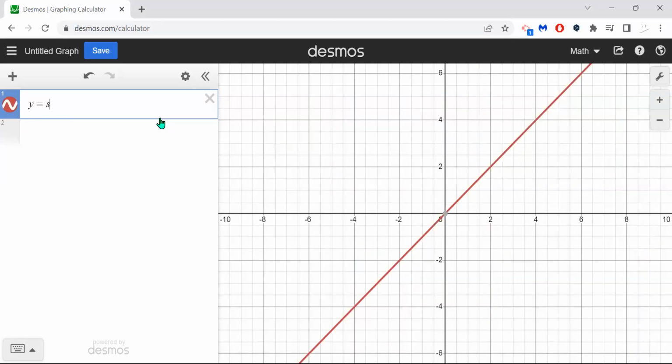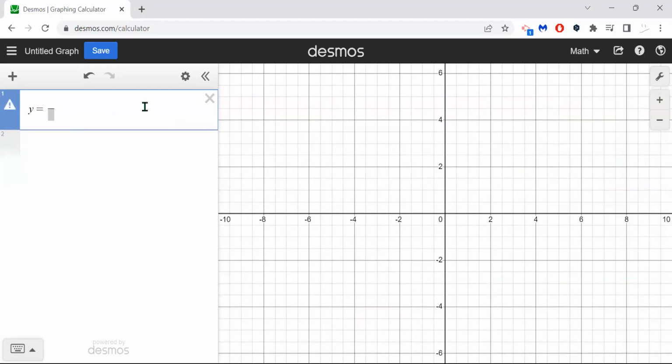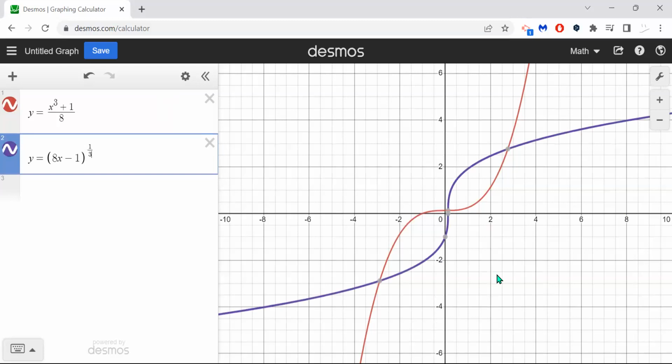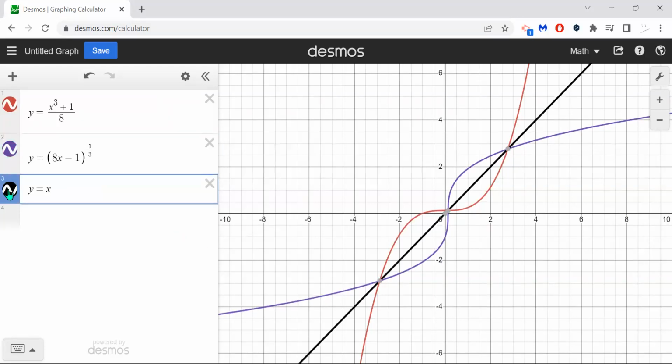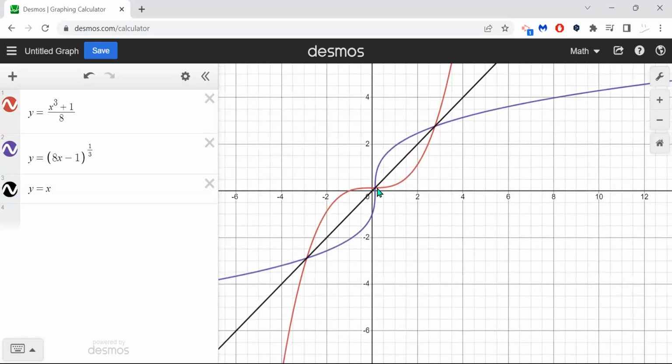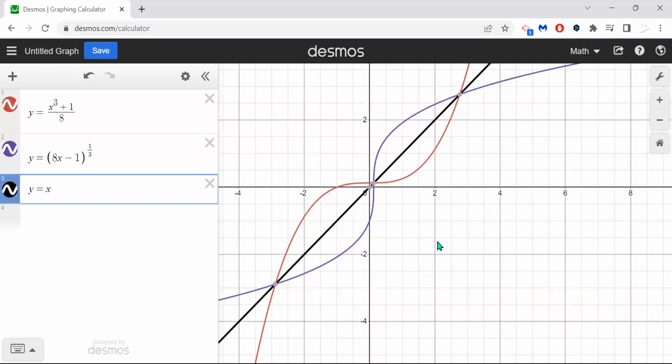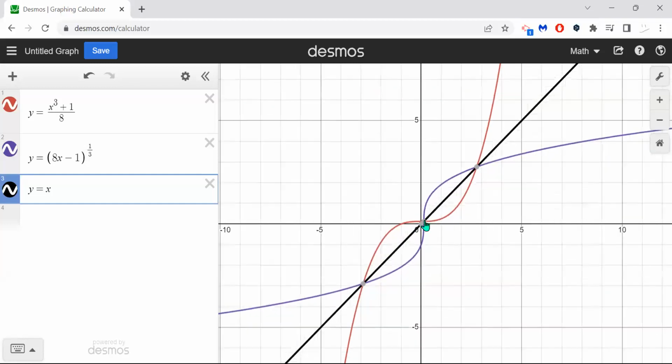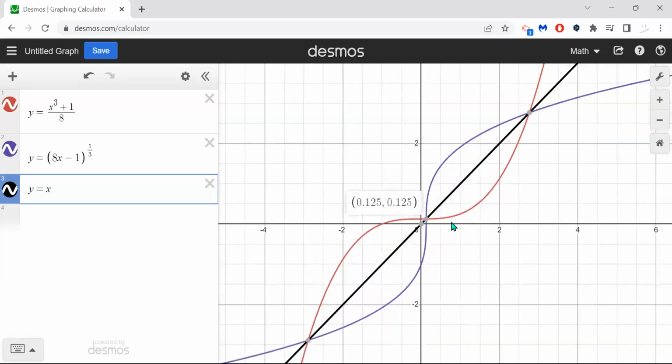So let's draw the graph. FRAC for fraction, x power caret 3 plus 1 over 8. And then you draw the other guy, which is bracket 8x minus 1 whole thing to the power of 1/3, which is the same as cube root. You see? It's a reflection about y equals x. The graph will always be nicer than the hand-drawn one. So anyways, it's reflected.